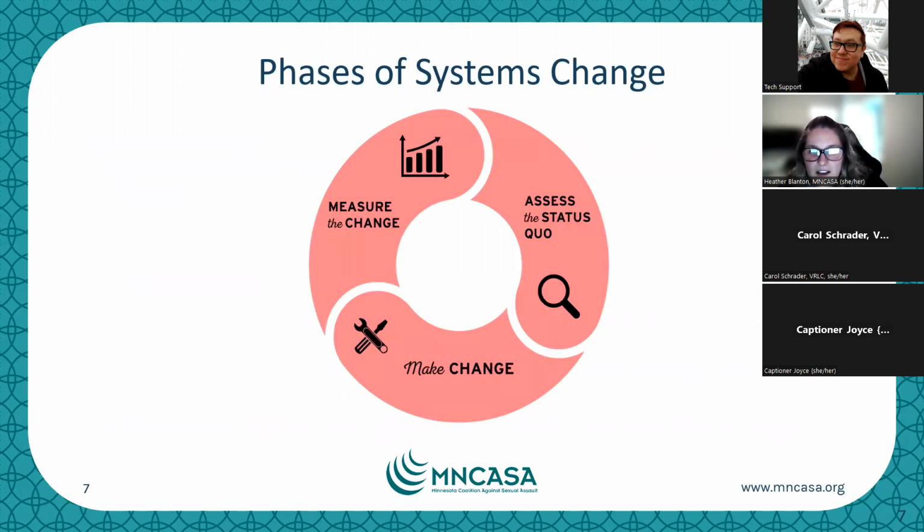The process of systems change is cyclical. Some of you may be familiar with this graphic, but Mincasa uses a three-phase cycle to describe the systems change process. We're going to dive a little bit deeper into each one of these phases over the next couple of slides.